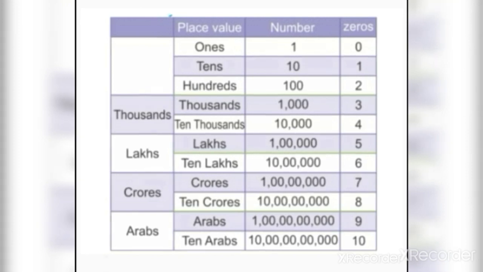Through this chart, you can understand the place value of the digits in the Indian numeration system. In ones, we don't have any zero. In tens, we have 1 zero. In hundreds, we have 2 zeros. In thousands, we have 3 zeros, and so on.